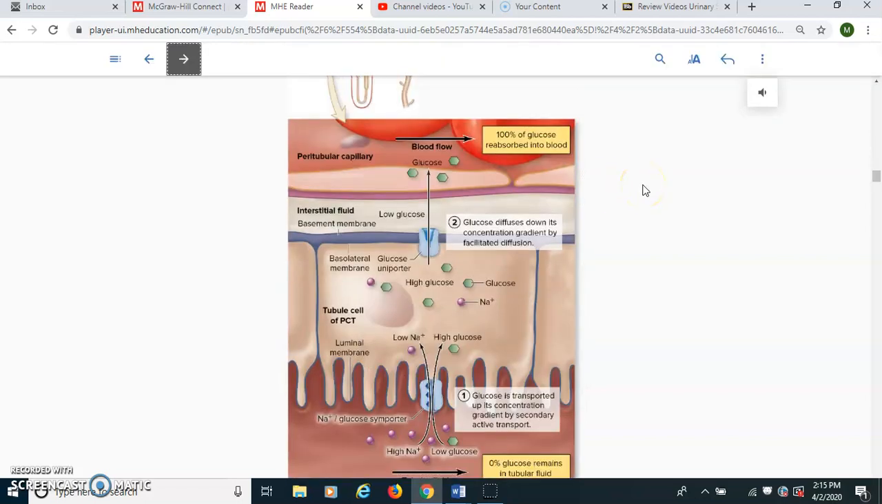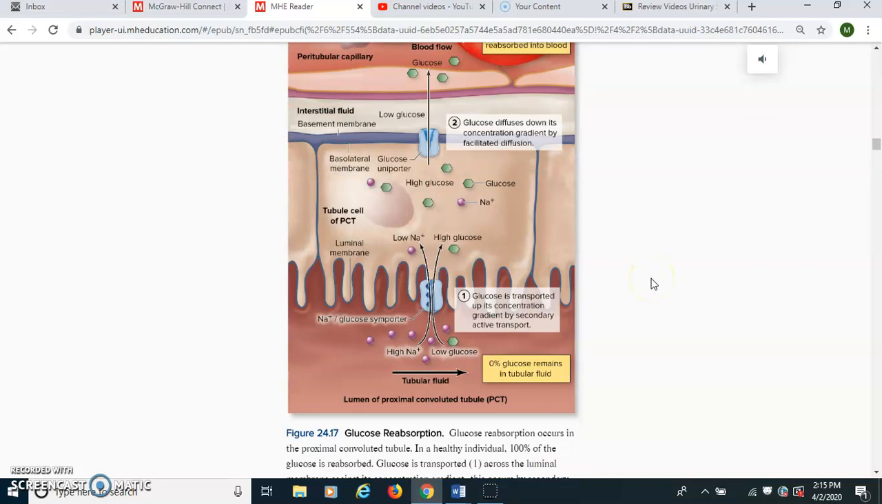That is going to happen in the proximal convoluted tubules, and if the body and kidneys are healthy, 100% of the glucose gets reabsorbed there, because we don't want to lose any glucose. Our cells need it for energy. Even if they don't need it right now, we're going to store it somewhere else. Okay, so that is the overview of glucose reabsorption.